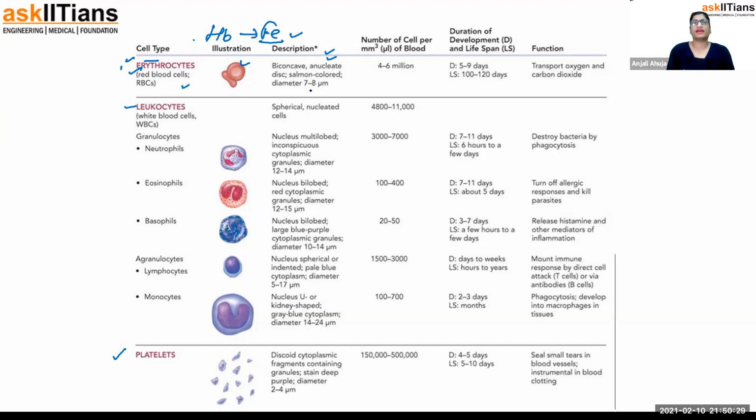The color is salmon, and the diameter is 7 to 8 micrometer. Number is this. The 5 to 9 that they have written is the duration of development. And lifespan is nearby 3 to 4 months. All the blood cells, whether RBC, WBC, or platelet, are mainly formed in the bone marrow, and they die in the spleen. Birthplace is bone marrow, death place is spleen. Spleen is a part of the lymphatic system. I'll explain that in the next part, don't worry.